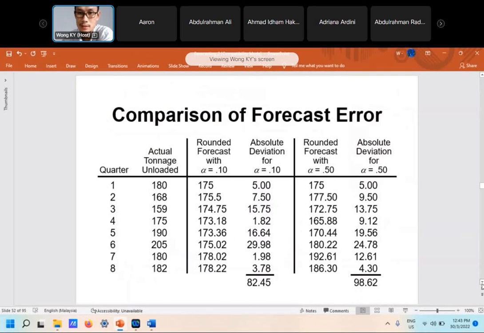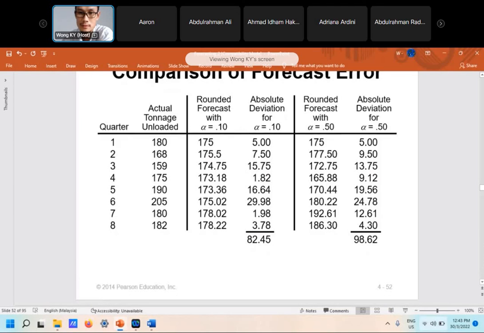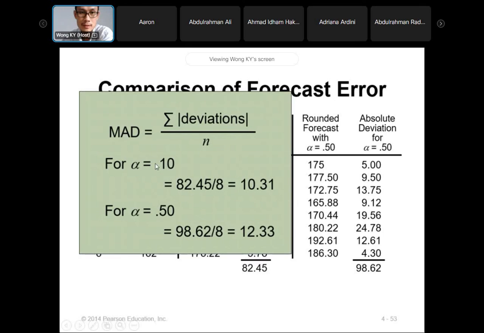Okay, so this is the summary. Remember we're trying to find out which one is more accurate. We have made the forecast using exponential smoothing, one with alpha 0.1, the other with alpha equal to 0.5. So we have calculated first the MAD value. When alpha is 0.1, MAD is 10.31. When alpha is 0.5, MAD is 12.33. So which one is more accurate? Smaller value is more accurate or larger value is more accurate? Small. Okay, correct. So it means alpha equals to 0.1 is better.